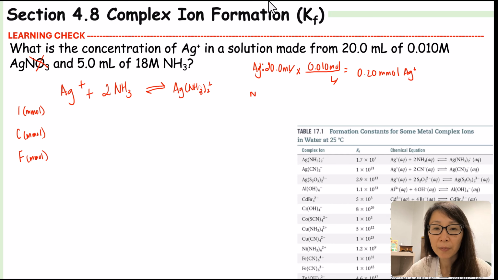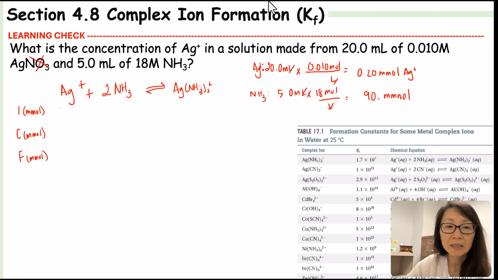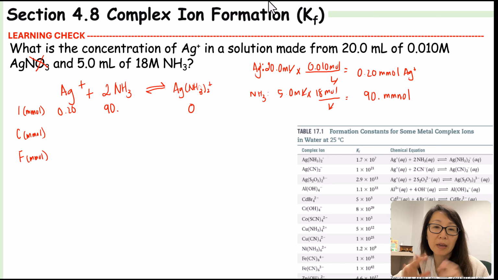Now let's do that for ammonia as well. So we have 5.0 milliliter times 18 moles over liter. We cancel out the liter. So go ahead and punch this into the calculator, and you should get 90 millimoles. So let's plug this in, 0.20, this would be 90. And then we don't have any of the silver ammonia complex ion formed yet.